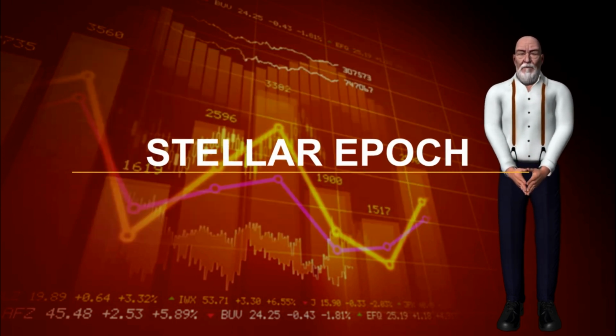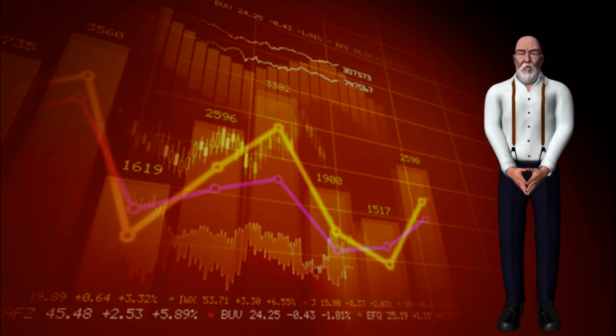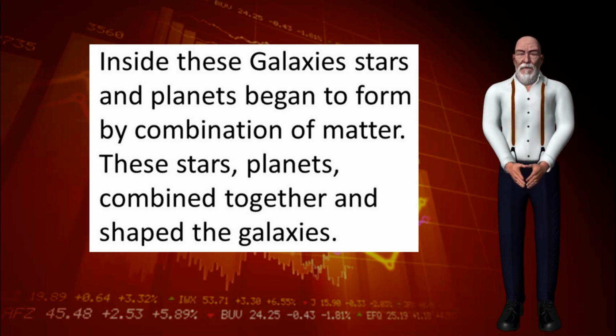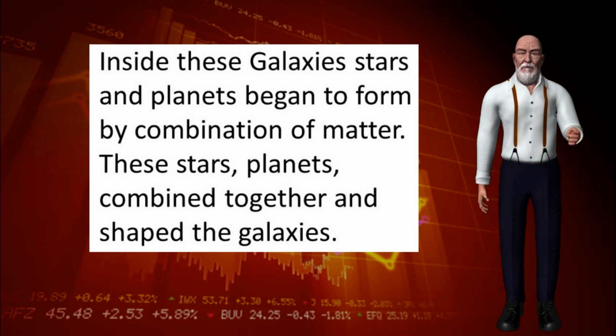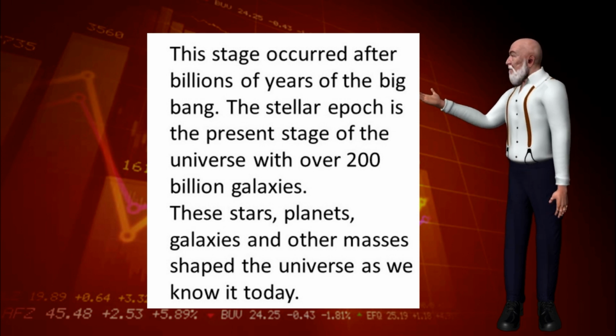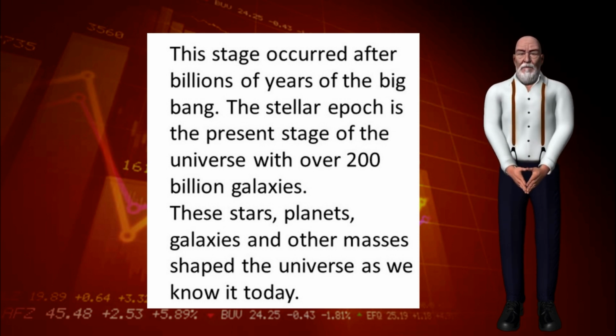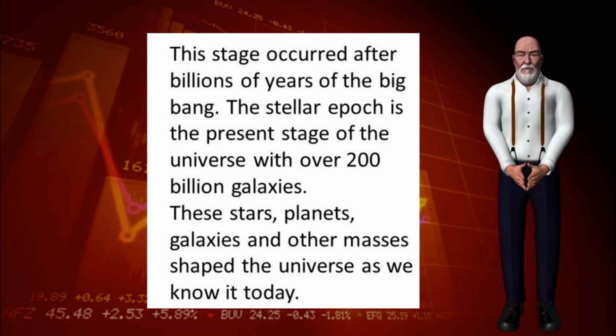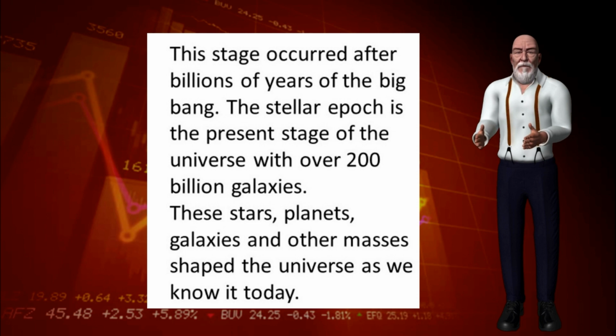Stellar epoch. Inside these galaxies, stars and planets began to form by combination of matter. These stars and planets combined together and shaped the galaxies. This stage occurred after billions of years of the Big Bang. The stellar epoch is the present stage of the universe with over 200 billion galaxies. These stars, planets, galaxies and other masses shaped the universe as we know it today. These elements became the key components in building planets, moons, stars, asteroids, life and every observable matter we see today.